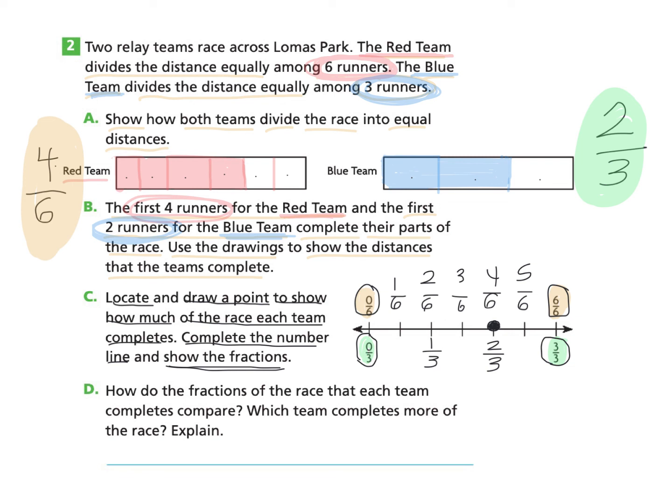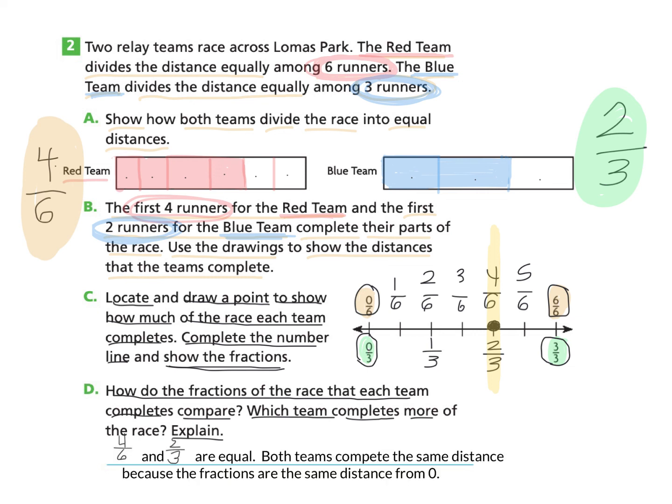The last part, D, asks, how do the fractions of the race that each team completes compare? Which team completes more of the race? Explain. If we take a look at the number line, we see that 4/6 and 2/3 are at the same point on the number line, which means they are equal. So both teams complete the same distance because the fractions are the same distance from 0.